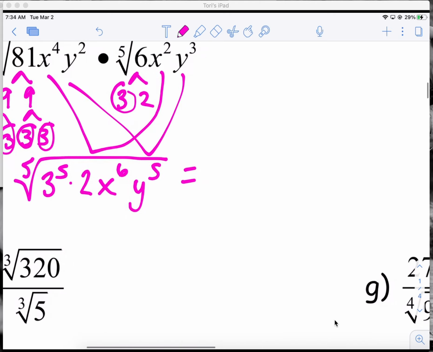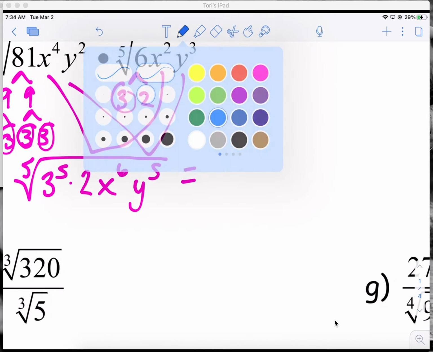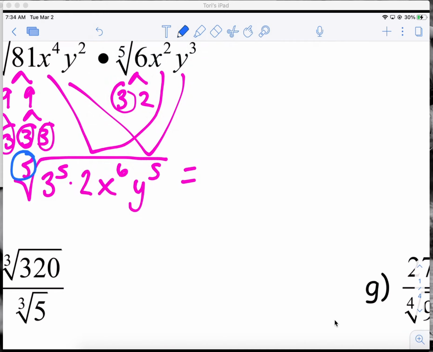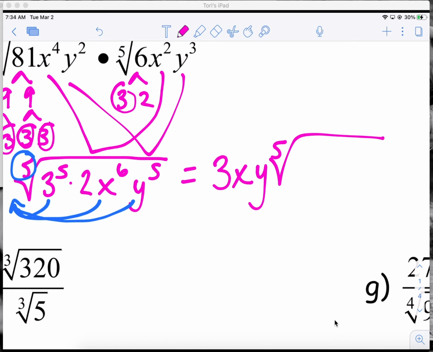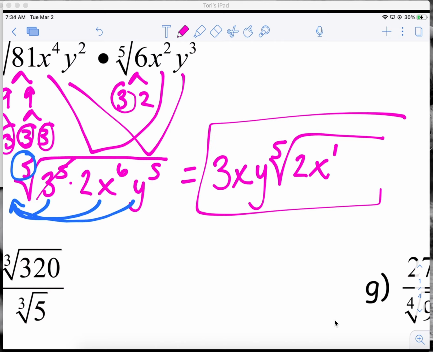And now I'm going to think about who can leave. All right, so I have to have a set of 5 or a team of 5 to leave. My 3's can leave. I can pull out a set of x's and a set of y's. So I have 3 on the outside. I have a set of x's on the outside and a set of y's. Let's think about who did not make the team. If this is gone, I have a 2 left on the inside. I still have 1 x that did not make the team because I took out 5. And then I have no more y's inside. All the y's made one full team. So this is my final answer.